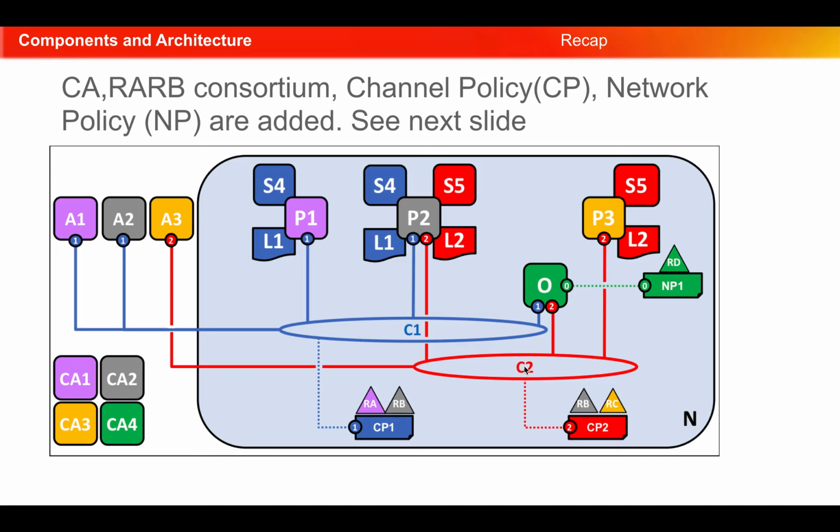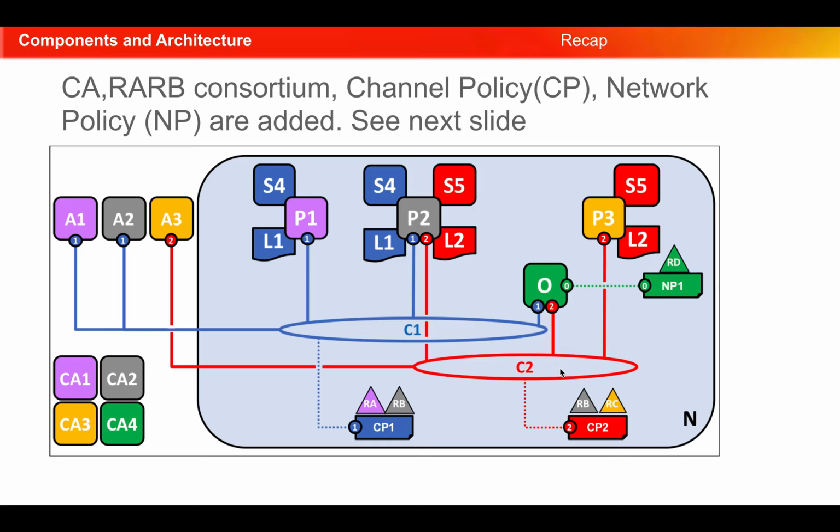Now moving on to the next channel, which is C2. As you can see, C2 is formed by RB and RC, which is organization B and organization C. P2 is part of C1 and also C2. So C2 is connected to P2 and P3, as you can see here. And in this diagram, A3 is the application which can connect to C2, which is channel 2.